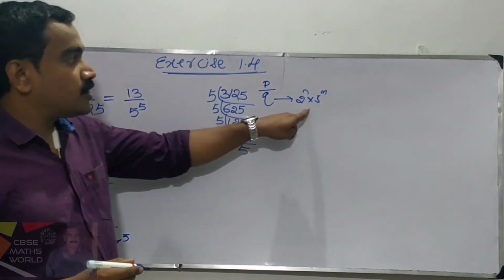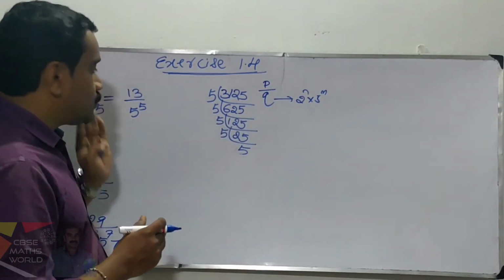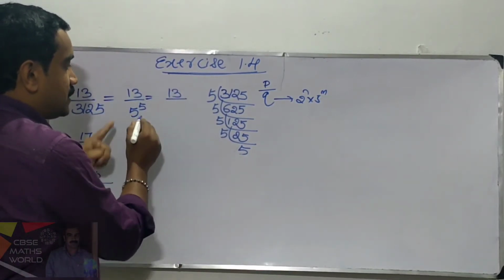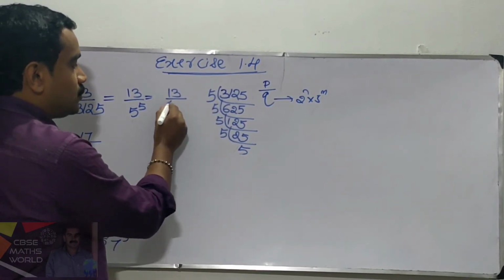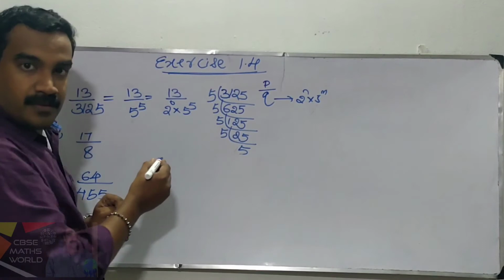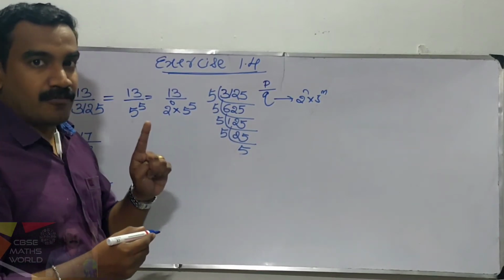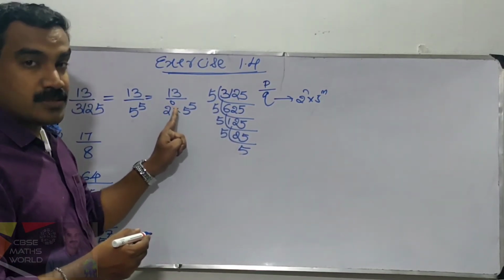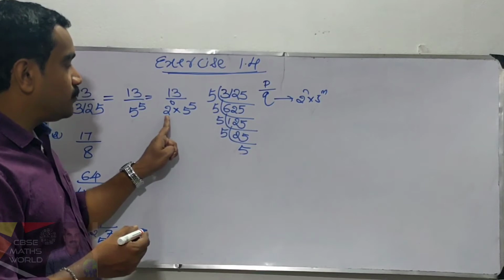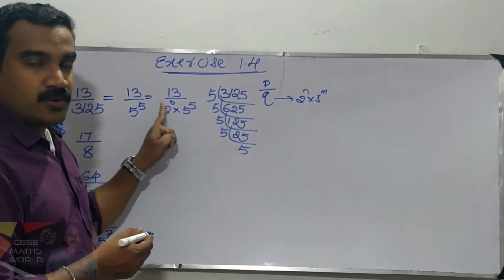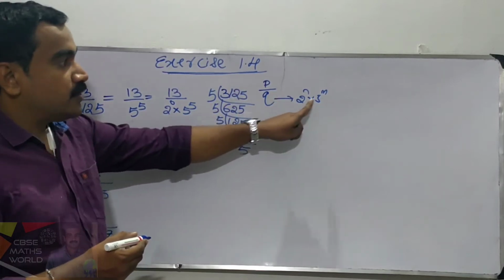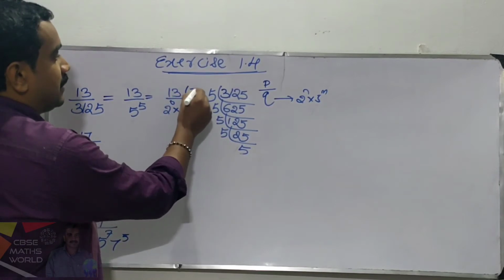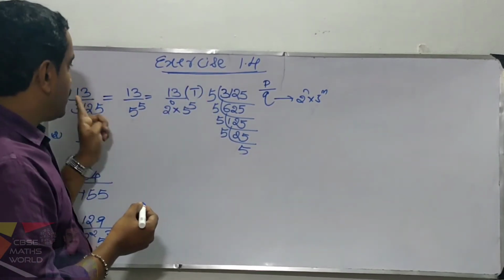So it is in the form 2 raised to n, 5 raised to m. Then we have a confusion: there is no 2 here. How? You can write 5 raised to 5 as 2 raised to 0 into 5 raised to 5. What is 2 raised to 0? It is 1. So you can write 1 into 5 raised to 5, or 2 raised to 0 into 5 raised to 5. The denominator contains only 2 and 5, so it is in the form 2 raised to n, 5 raised to m. So is it terminating or non-terminating? Yes, definitely it is terminating.